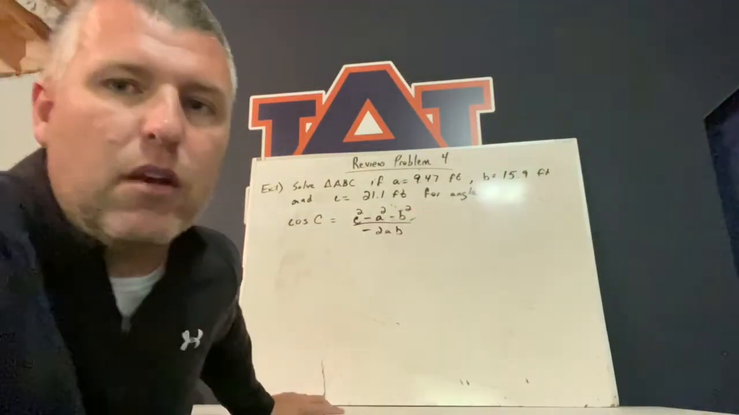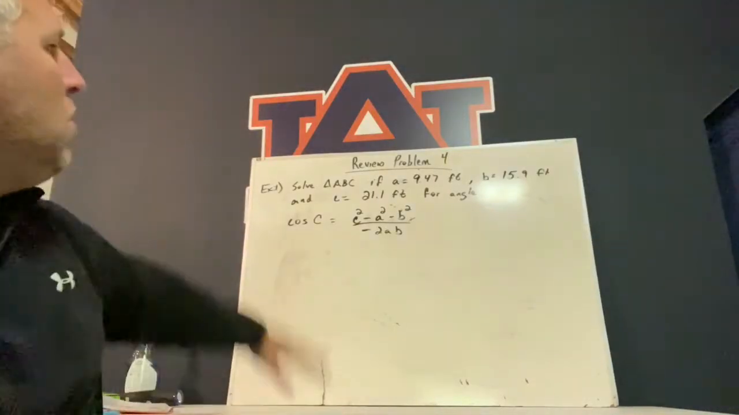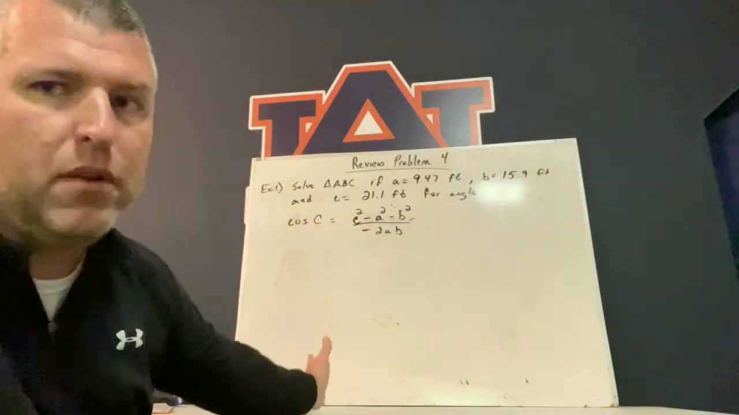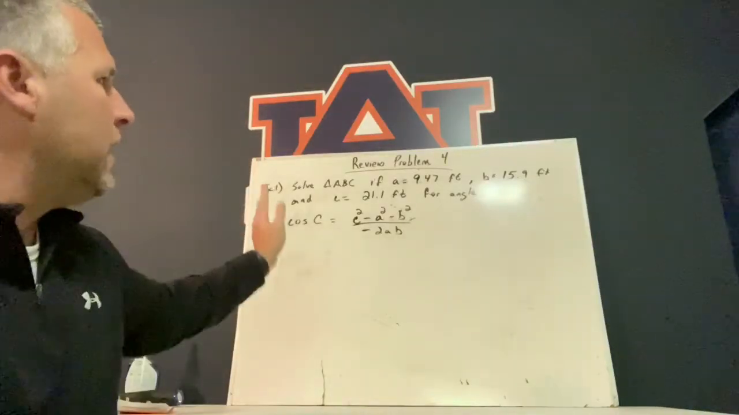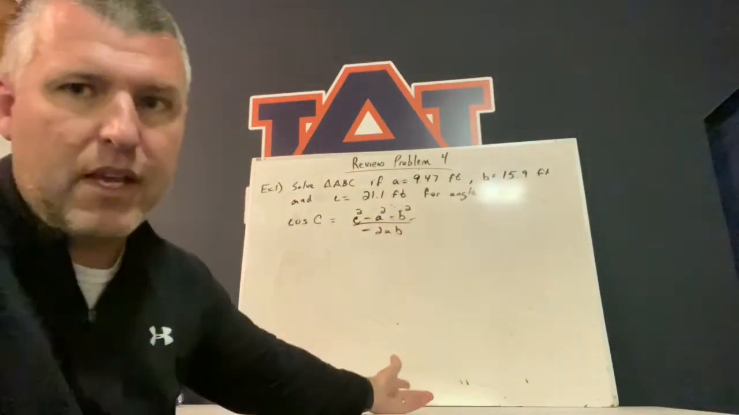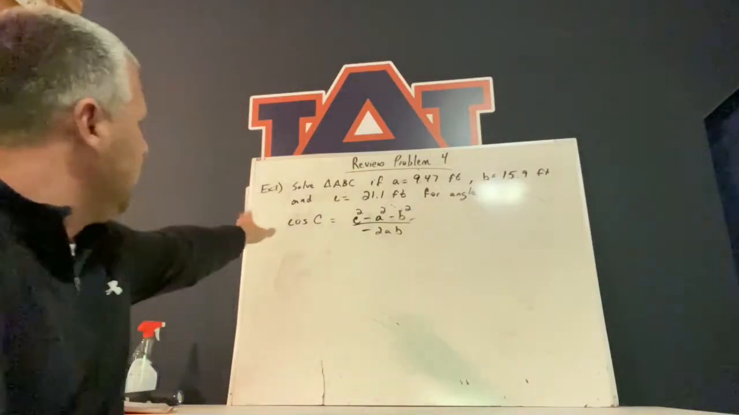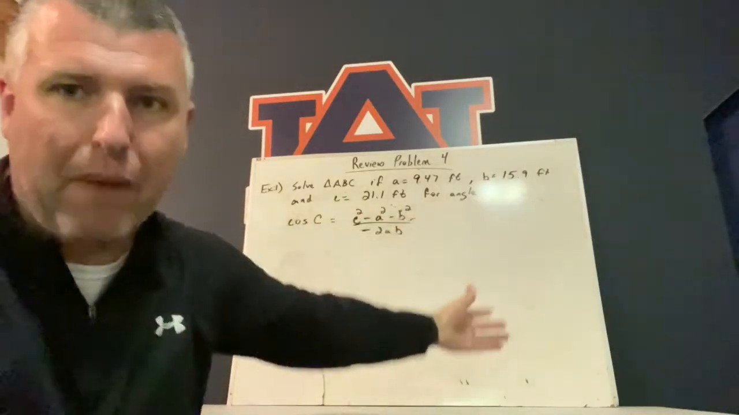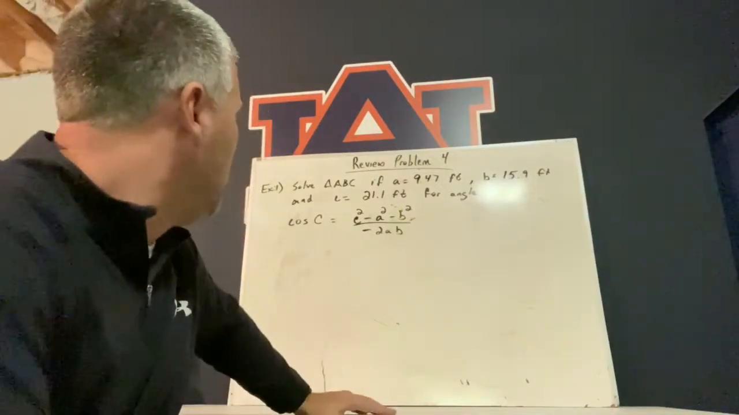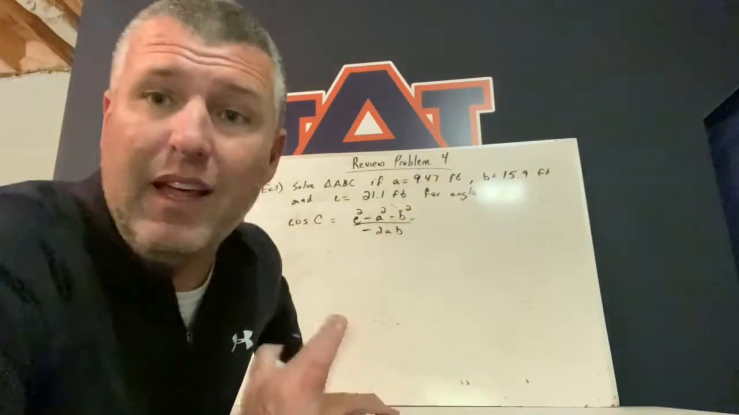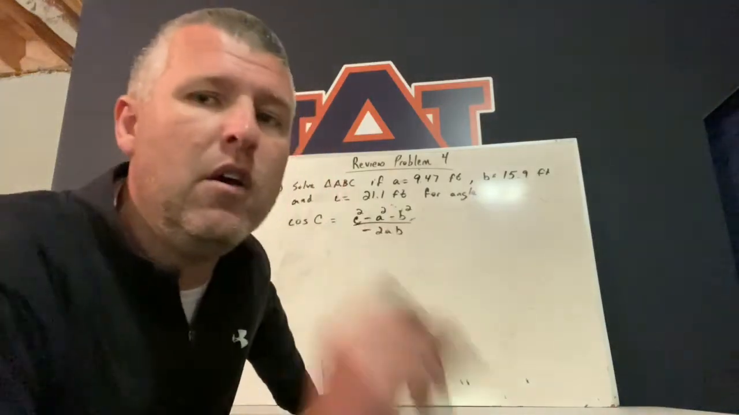Find angle C. I went ahead and wrote down the formula that we're going to use to save a little bit of time. If we're solving for angle C, then obviously we're going to use the formula where angle C is by itself. And then, guys, we're simply just going to plug in. That's it. This is straight formula work.